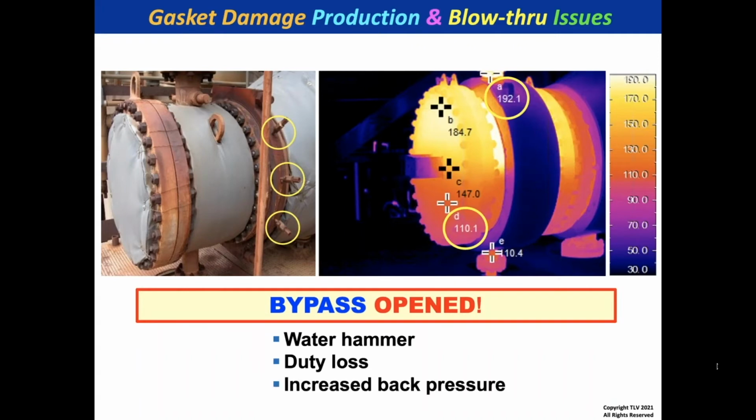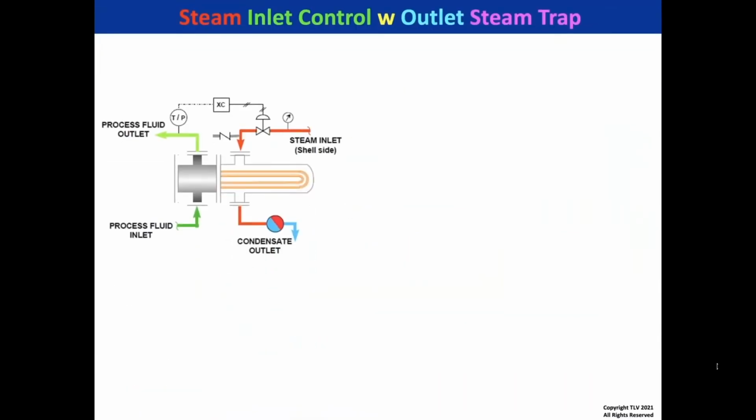You get a duty loss and you get increased back pressure in the header, which now not only affects that particular piece of equipment, but increased back pressure in the header will adversely affect, to some degree, every single piece of equipment, every coil, every heat exchanger that's using inlet steam control feeding into that header. We really want to avoid that.